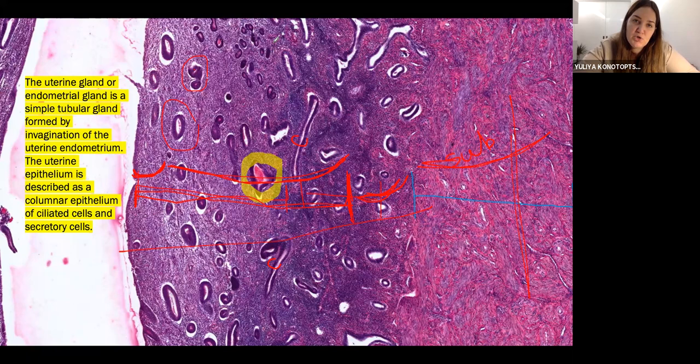Here within the endometrium, we can see some weird looking blood vessels. These are actually spiral arteries. There are so many of them because technically it's one spiral artery, which is just kind of going at it like that, right?